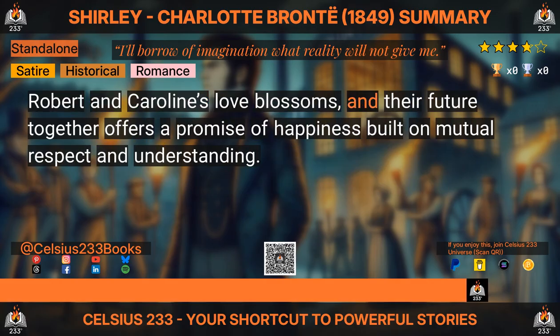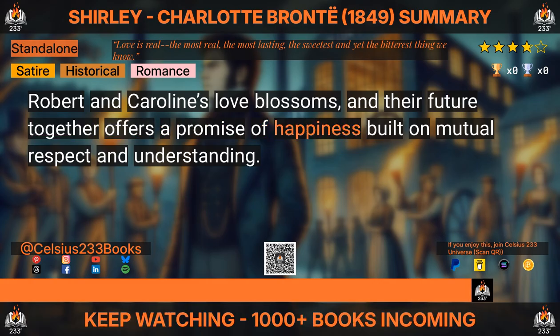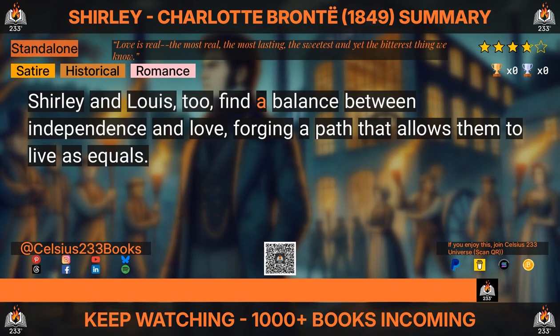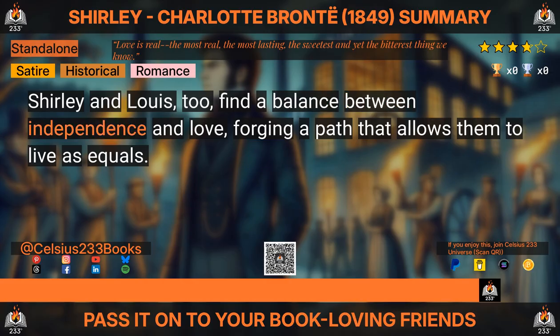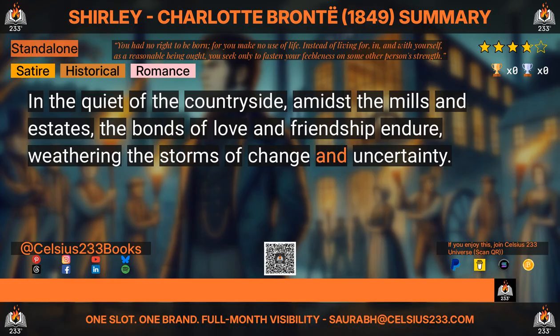Robert and Caroline's love blossoms, and their future together offers a promise of happiness built on mutual respect and understanding. Shirley and Louis, too, find a balance between independence and love, forging a path that allows them to live as equals. In the quiet of the countryside, amidst the mills and estates, the bonds of love and friendship endure, weathering the storms of change and uncertainty.